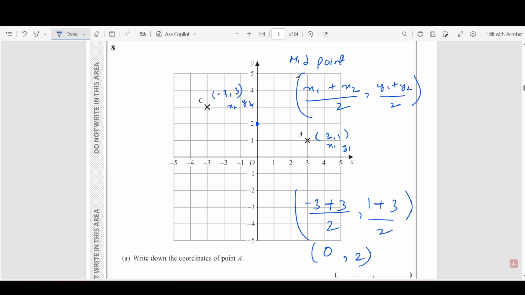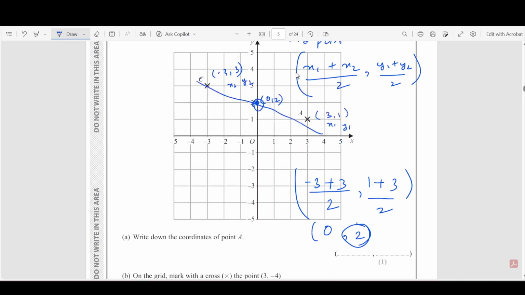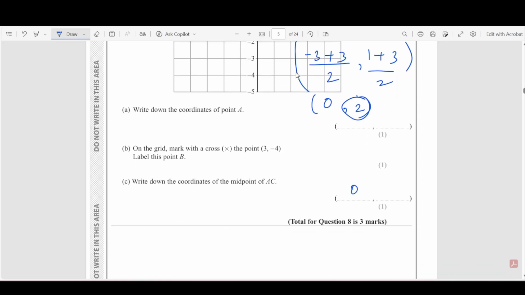So this point, this 2 is y, right? So on the y-axis we plot this. So this point is representing 0 comma 2, which is the midpoint of C and A. If we draw a line, this is the midpoint of C and A. Okay, so we can write 0 and 2 here.